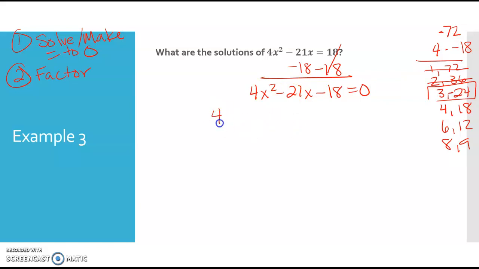And then I plug that in, right? So 4x squared. I like to put my negative numbers next. Minus 24x plus 3x minus 18, still equal to 0.